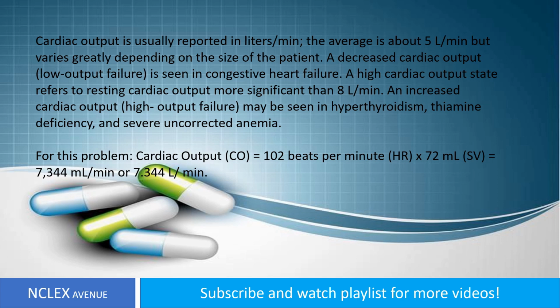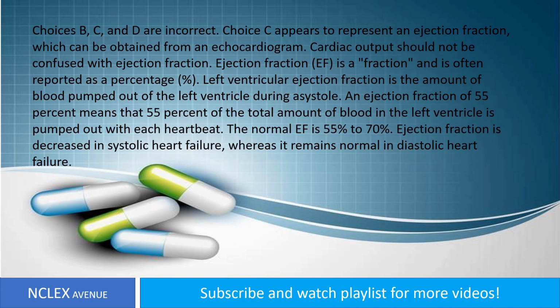For this problem, cardiac output equals 102 beats per minute HR x 72 milliliters SV, which equals 7,344 milliliters per minute, or 7.344 liters per minute. Choices B, C, and D are incorrect.